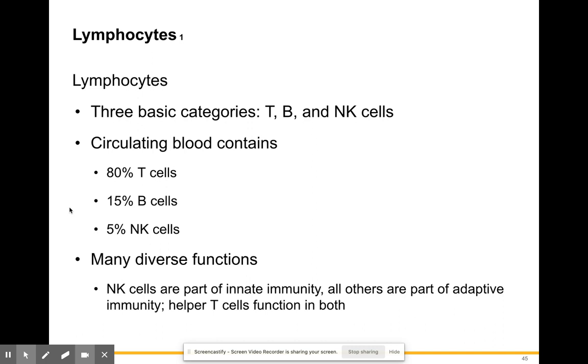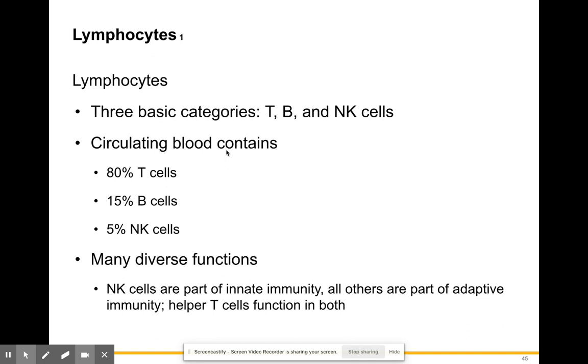Okay, so now let's talk about our lymphocytes a little bit. Okay, let's talk about lymphocytes. You have three major categories of lymphocyte. You have the T cell and the B cell. Okay, and we'll talk about those a lot more in depth later. And then you have the natural killer cell, or the NK cell. Okay, the natural killer cell.